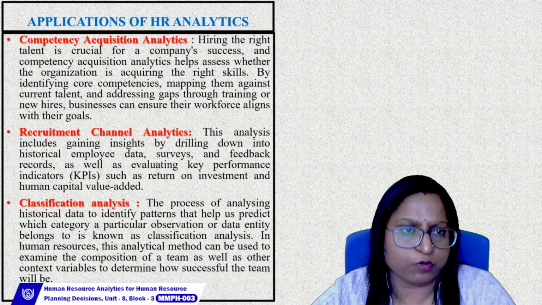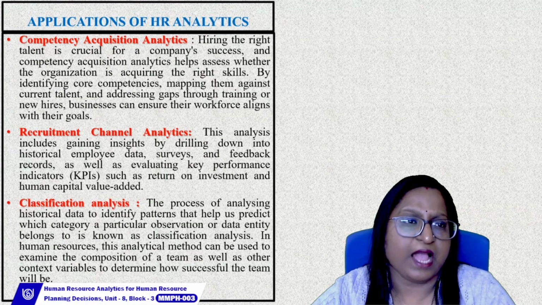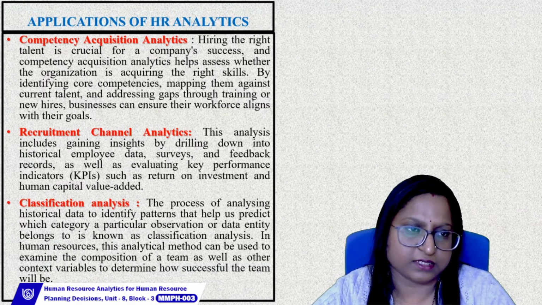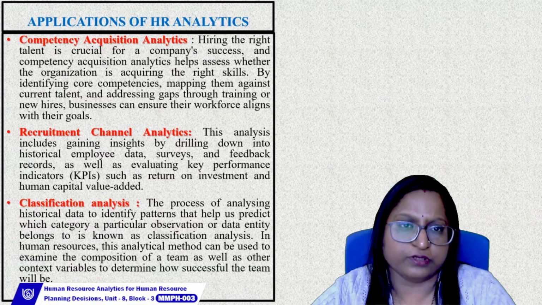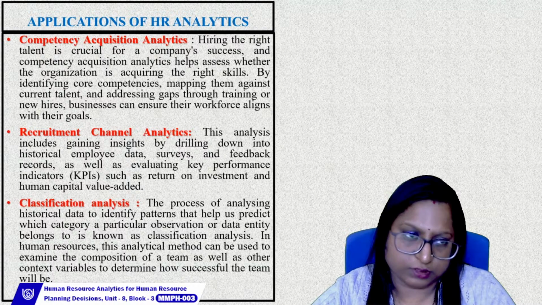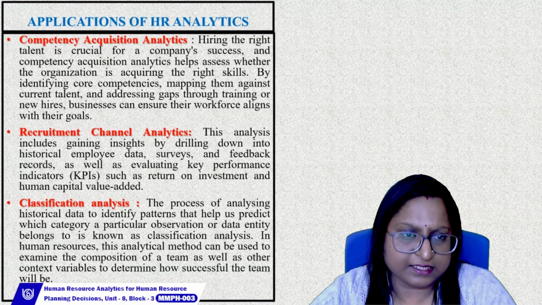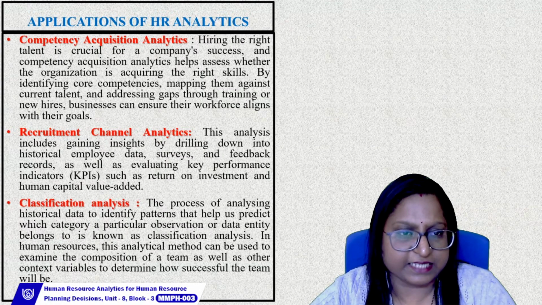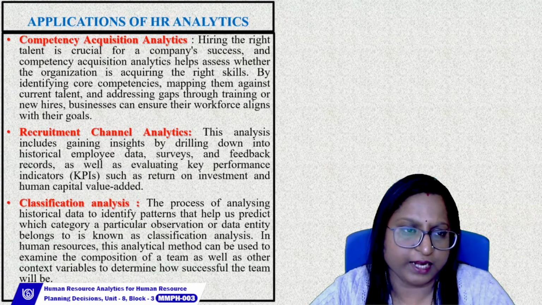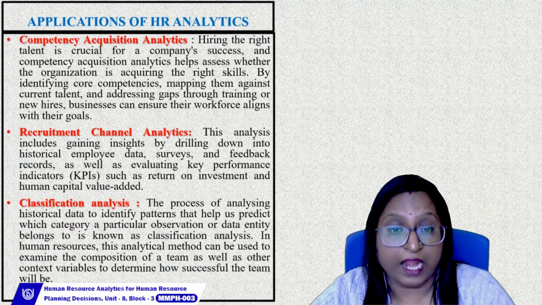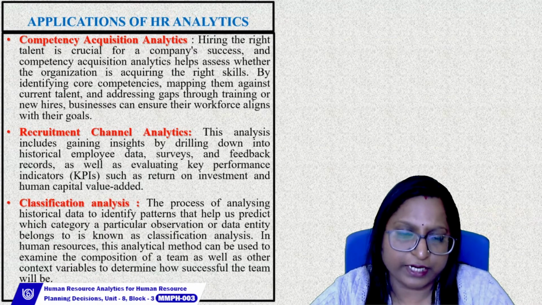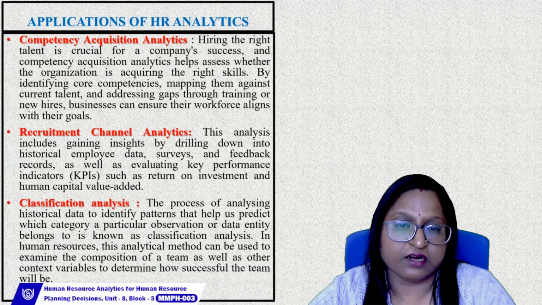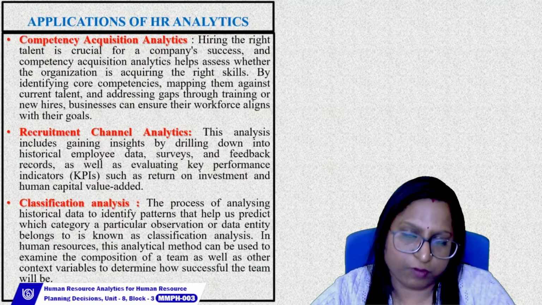By identifying core competencies, mapping them against the current talent, and addressing the gaps through training or new hires, businesses can ensure their workforce aligns with their goals. Recruitment channel analytics. This analysis includes gaining insights by drilling down into historical employee data, surveys, and feedback records, as well as evaluating key performance indicators, KPIs, such as return on investment and human capital value added.